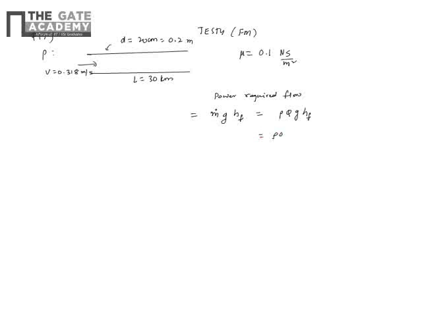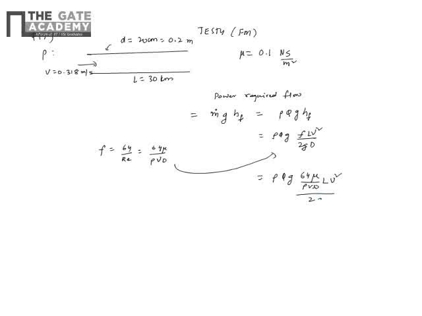hf from the Darcy-Weisbach formula can be written as f L V square by 2 g D. f for a laminar flow is given as 64 by Reynolds number, which is friction factor is 64 by Re, which is rho V d by mu. So if I substitute that here, I get rho Q g into f is 64 mu by rho V d into L V square by 2 g d.